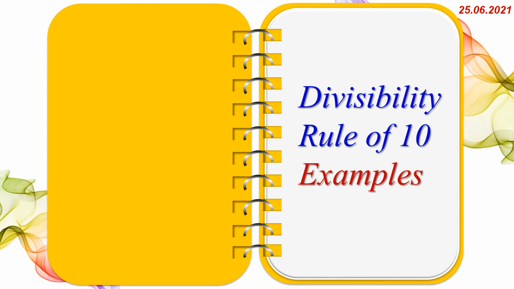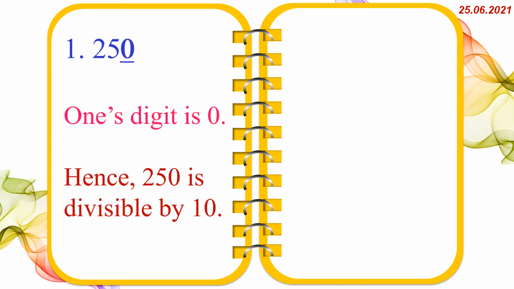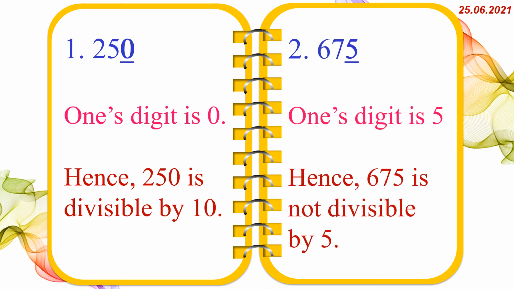Let us see the examples. The given number is 250. Here, the one's digit is 0. The one's digit is 0, hence 250 is divisible by 10. Next, 675. Here, the one's digit is 5. The one's digit is 5, hence 675 is not divisible by 10.